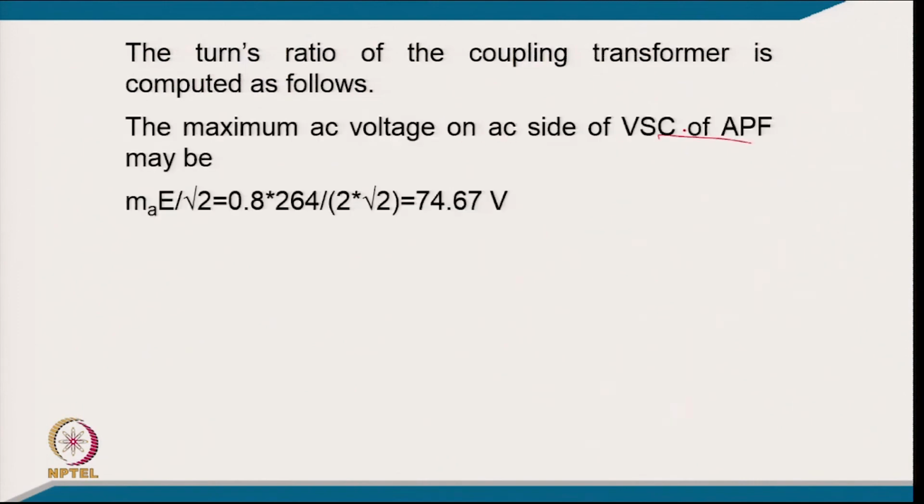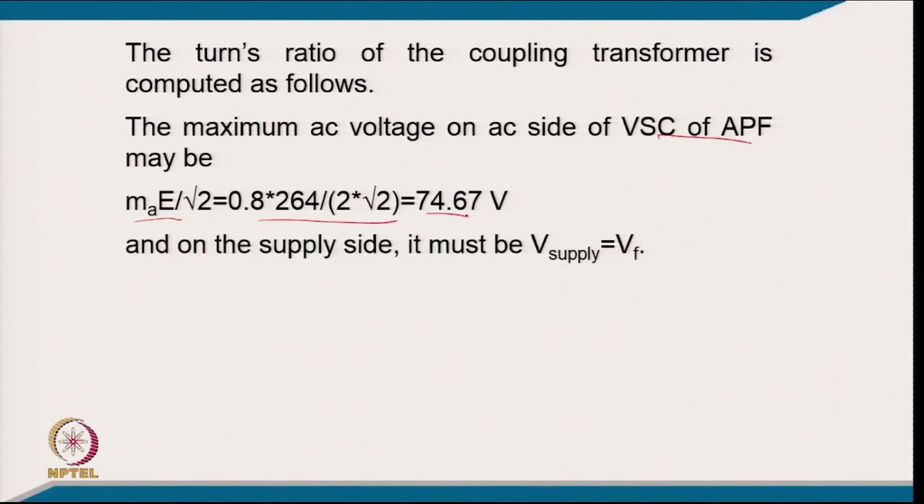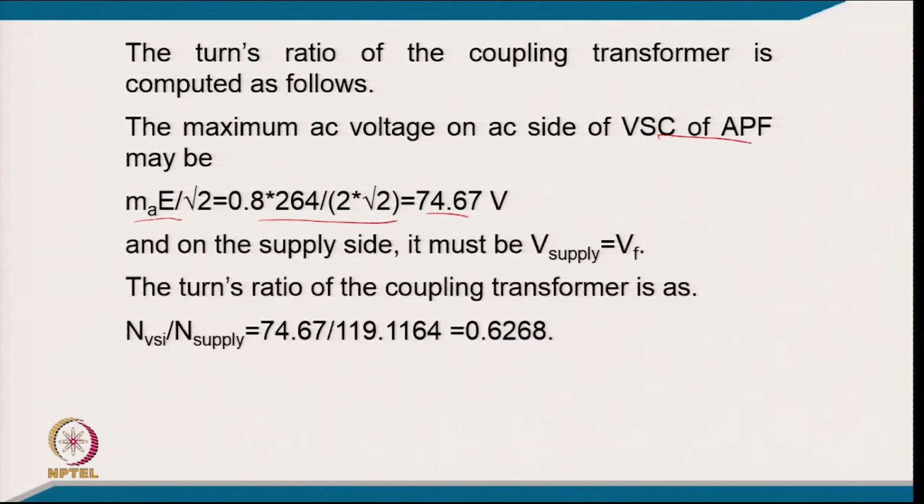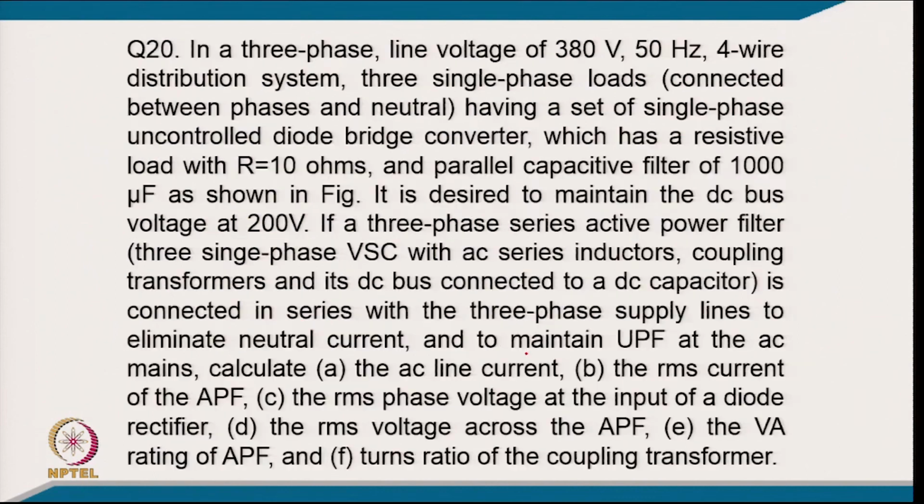The maximum voltage on the AC side of the voltage source converter of the APF is this, so this is the voltage 74.67 volt, and on the supply side we have to inject only the active power filter voltage. So, turns on the inverter side, turns on the supply side: this is the voltage on the inverter side, this is the voltage we want to inject. So it comes to a turns ratio of 0.6268.